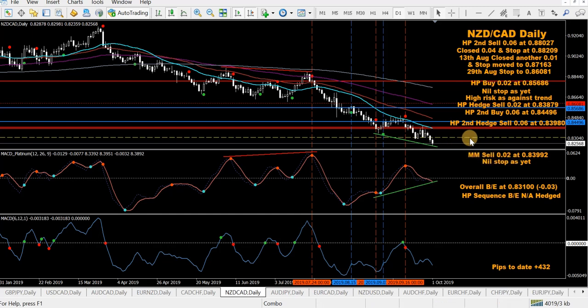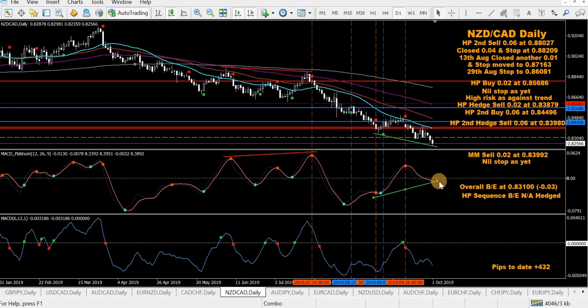Overall break even for everything is there. You can see the HP sequence break even is hedged. So I'm at minus 0.03, and that's my overall break even level. Price is below at the moment. I might just close these all and start afresh. It's just getting a little bit ugly, or I might just try and leave it, so I'll leave 0.01 on or something like that on the downside.